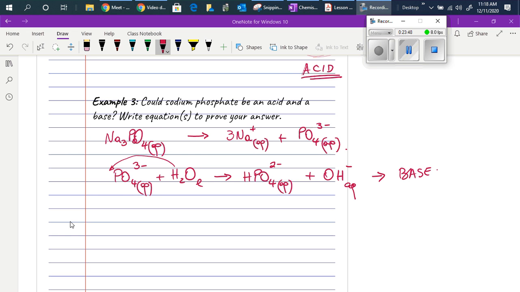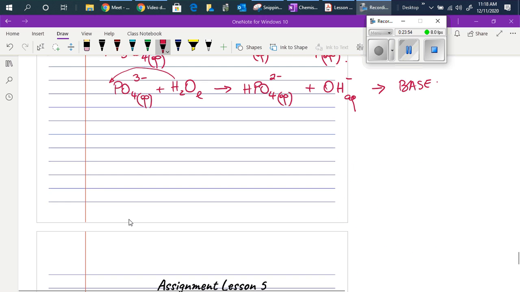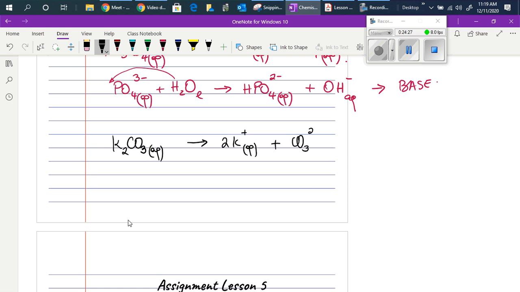Let's do another example, writing the dissociation of potassium carbonate. Okay, so let's take potassium carbonate. Potassium carbonate is K2CO3 in aqueous solution. It is dissociated, so let's write a dissociation equation. 2K plus in aqueous solution plus CO3 2 minus in aqueous solution.